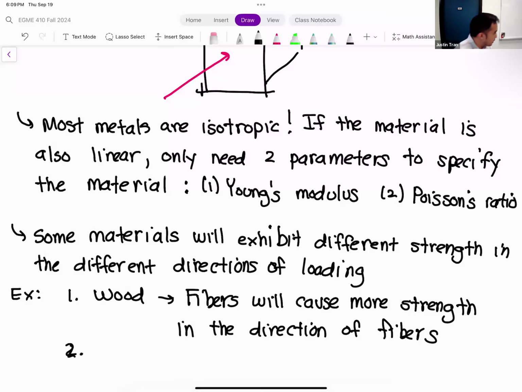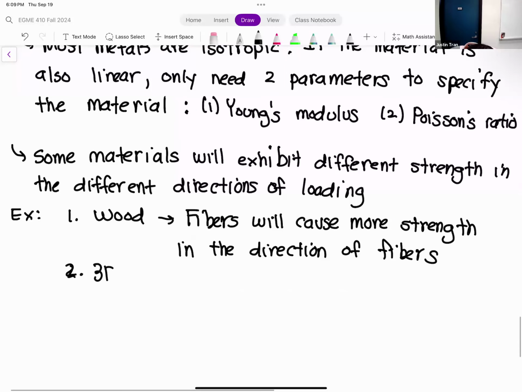Another really common example that you see is 3D printed parts. Like I mentioned in the beginning of class today, a lot of 3D printed parts are based on technology where you build the part up layer by layer, right? And so whichever direction is perpendicular to the layers, that strength is really dependent on how one layer can bond with the other one.